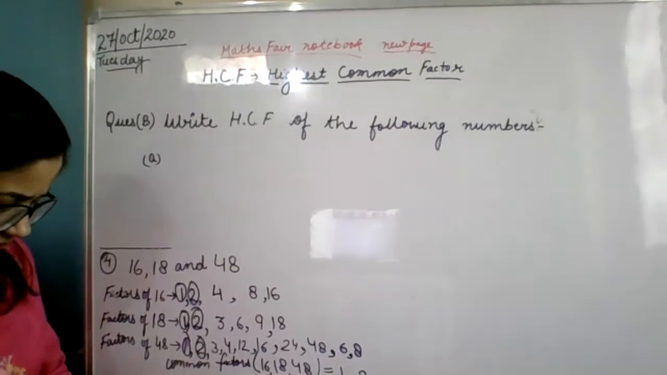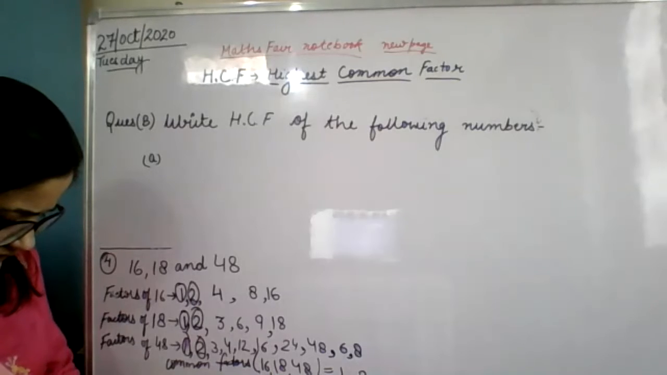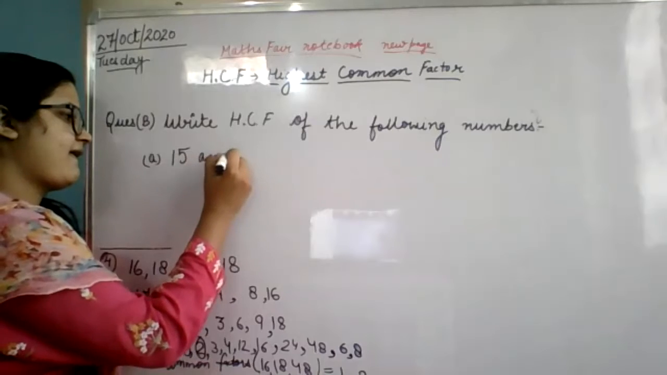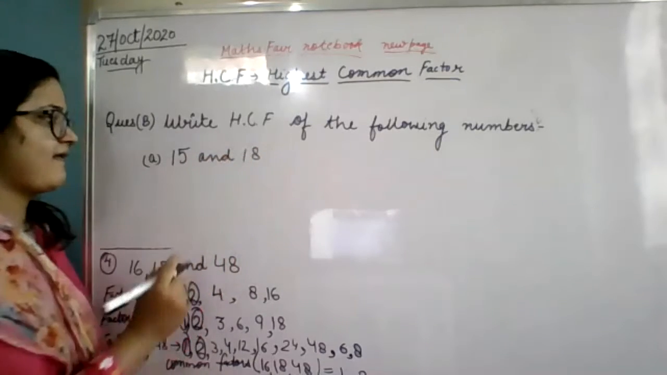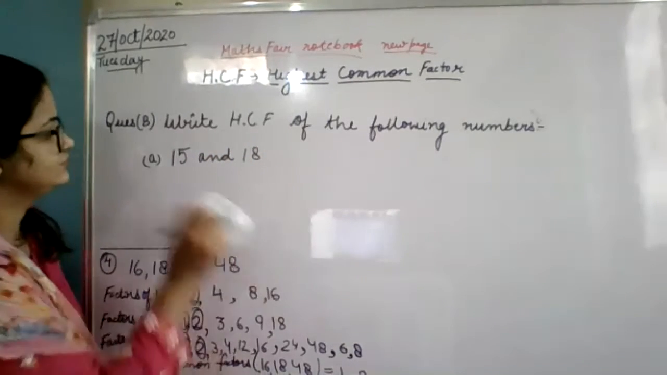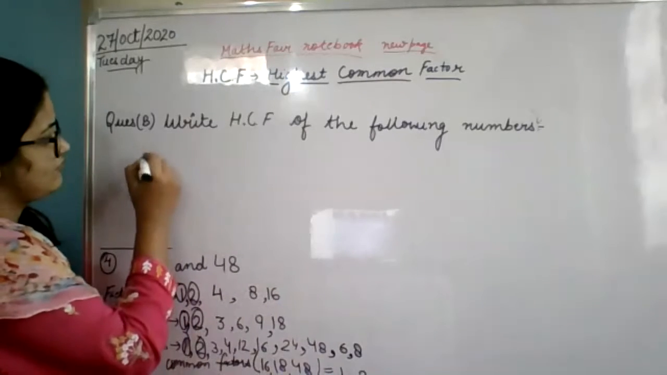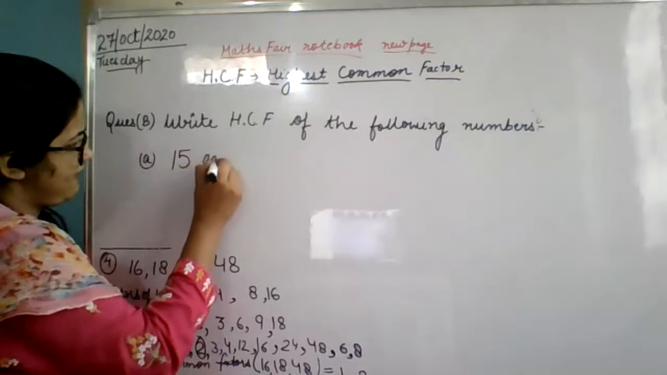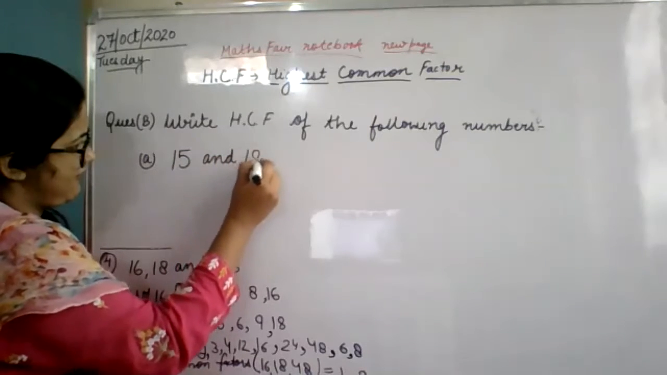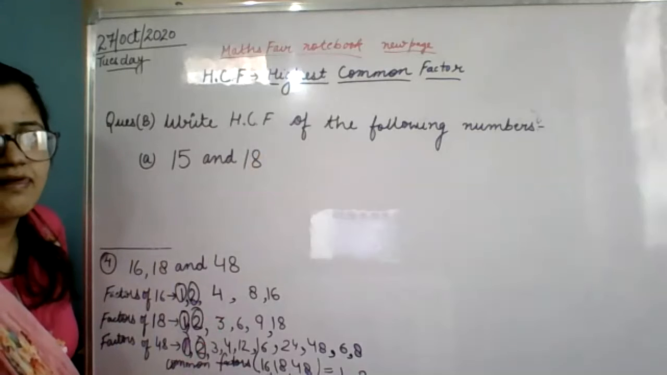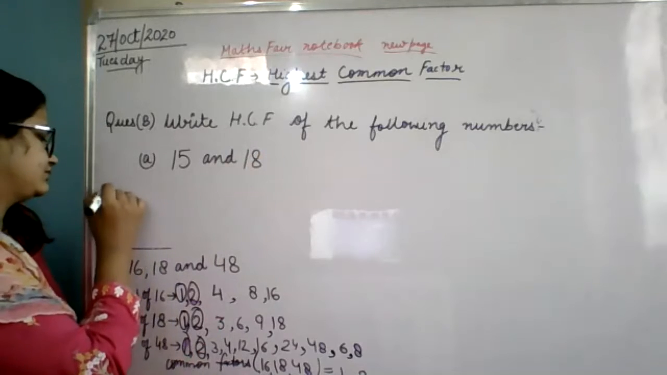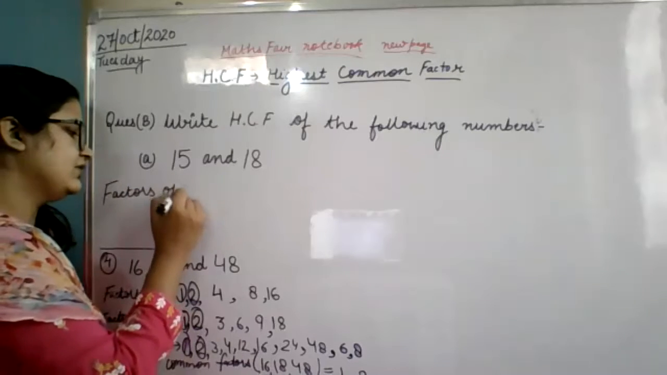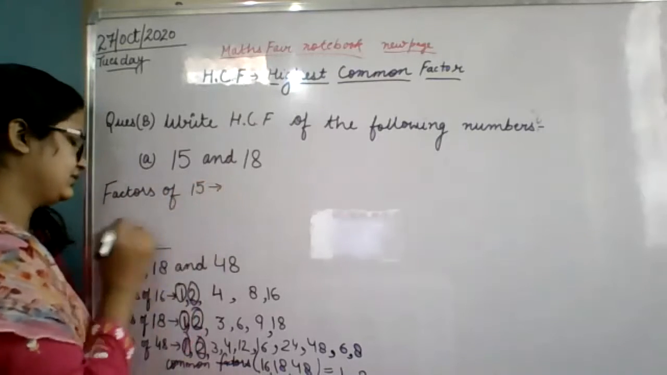Write it quickly. You have to send me the answer. 15 and 18. Quickly do this. Similar way you have to take out the factors. Factors of 15 you have to take out, then factors of 18 you have to take out.